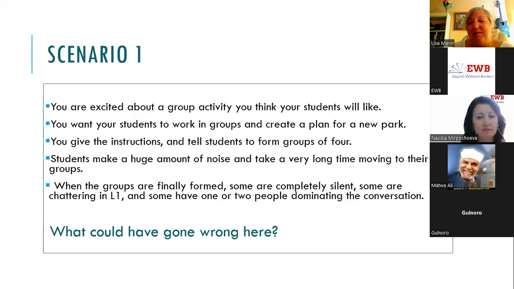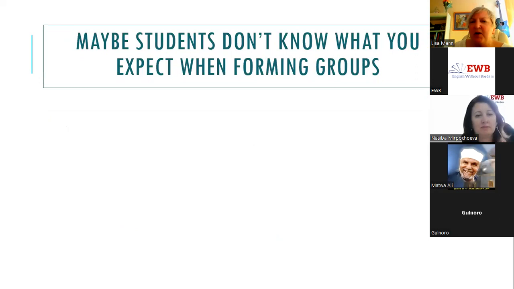The teams maybe aren't set up correctly, although in this scenario, they are allowed to choose their teams. So maybe not everybody liked the activity. I guess that's possible. I think this is a pretty engaging activity. Let's take a look at some possibilities. Maybe the students don't know what you expect when you ask them to form groups, yeah? And this has to do with routines and procedures.